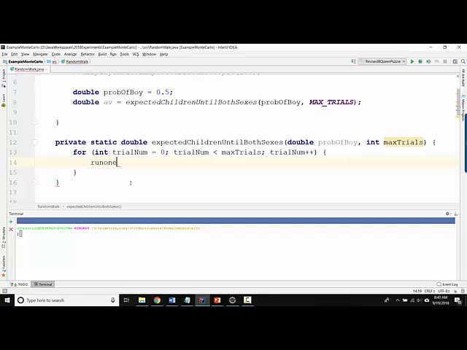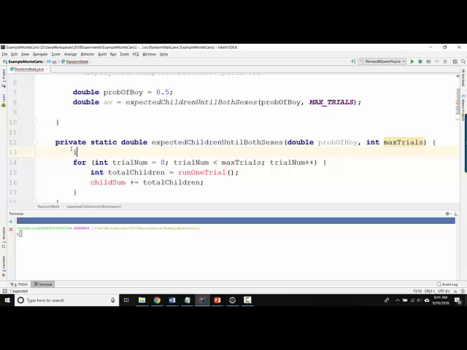And I want to run one trial. This is maybe not a very descriptive name, but I want to sort of emphasize what's the common pattern to all of these. So I'm going to run one trial, and it's going to tell me back what I want to know, which is how many children. So total children. So again, when I'm running one trial, we're having boys and girls until we have one of each, and what it tells me back is how many children did I have in total before that happened. And so I'm going to add that into the child sum. So child sum plus equals total children. So that means I need to create child sum up here.